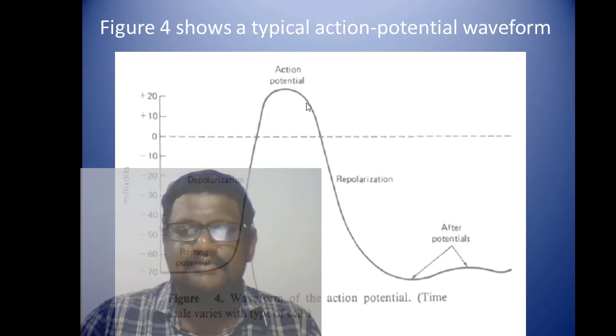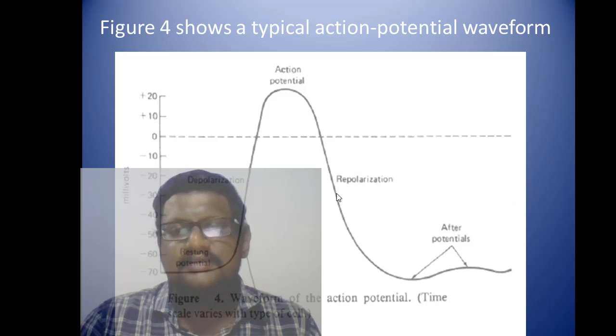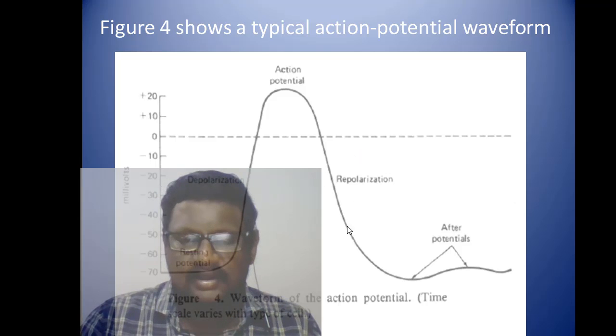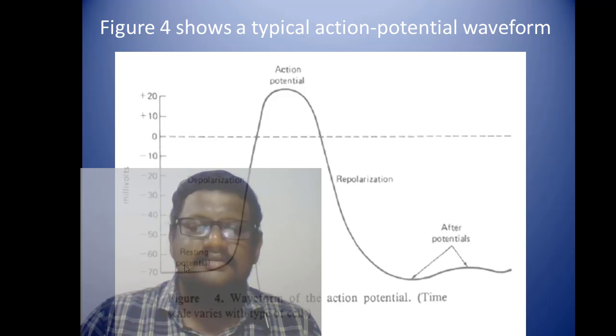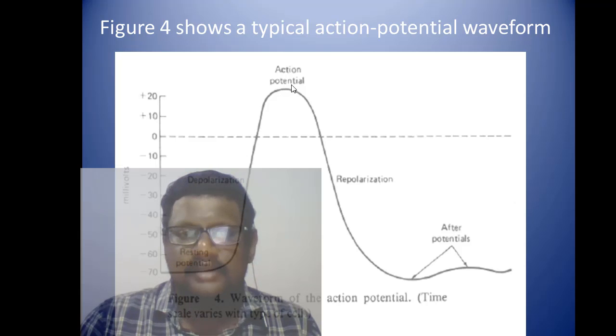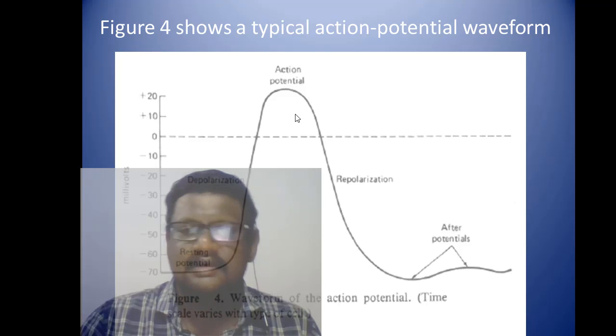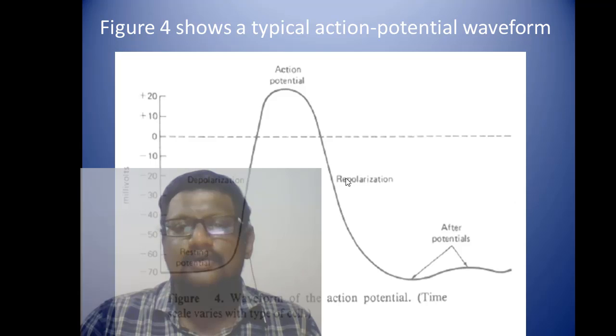And after that, what happens? The cell again comes back to the resting state. That process is called repolarization. And now this is called the resting state or polarized state again. The process is called depolarization, then repolarization. Repolarization, in the sense, means it again goes to polarization.